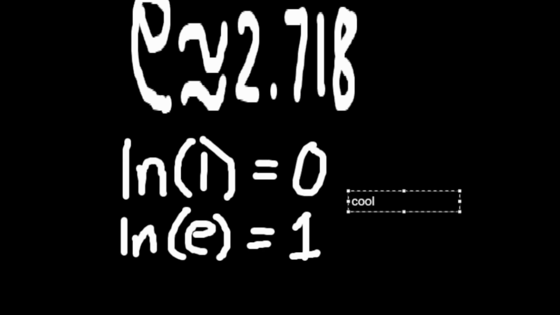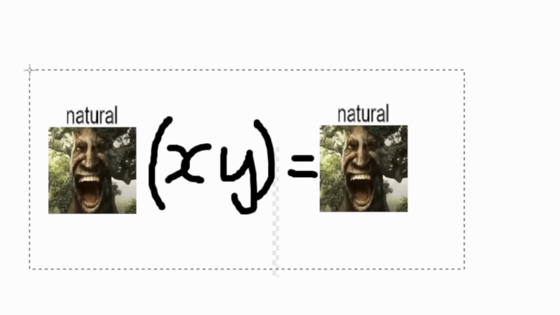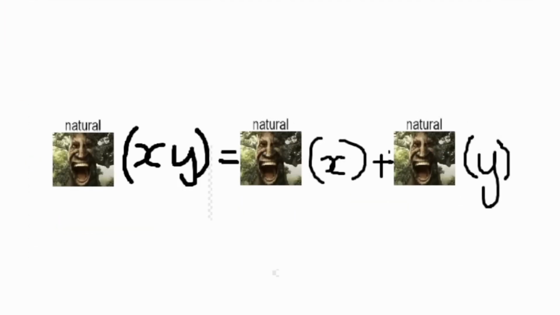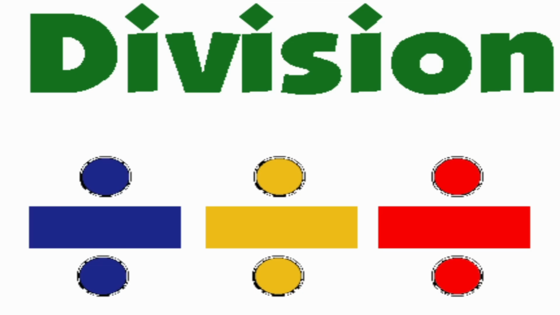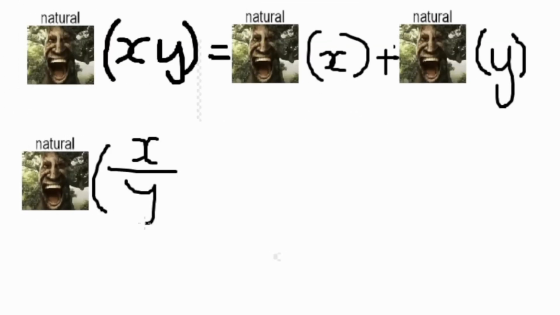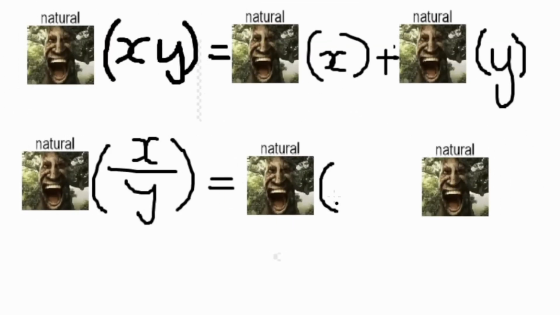The natural log of 1 equals 0, and the natural log of e equals 1. There is a thing called the product property, which applies to both natural and normal logs, that pretty much states that the natural log of x times y equals the natural log of x plus the natural log of y, and same goes for the opposite, division. So the natural log of x divided by y equals the natural log of x minus the natural log of y.